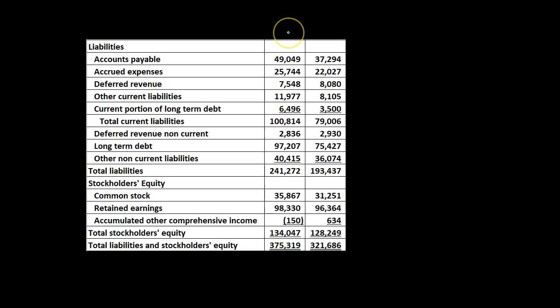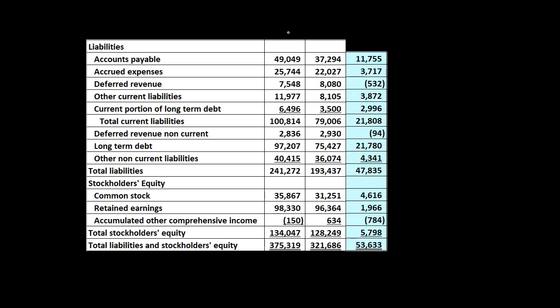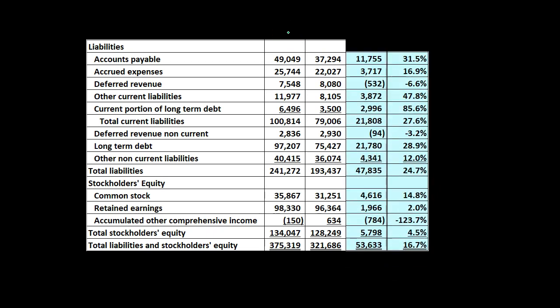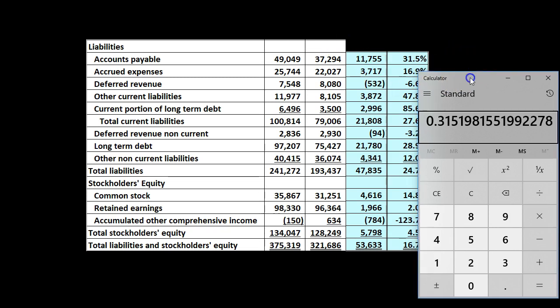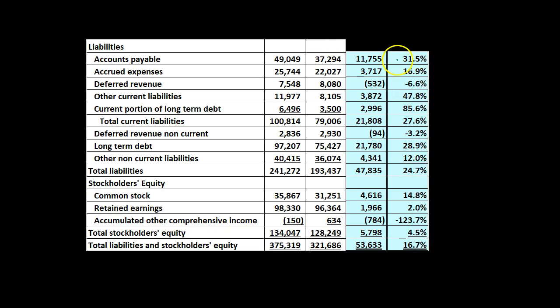Now we're just going to the liability side. Same thing, we'll have the difference in the liabilities. And then we'll take the percentage change. So remember, the percentage change is simply going to be the difference in dollar amount, 11,755, over the prior year, which is the 37,294 in our example, to give the 31.5%. Here's the 31.5%. And again, we can go through each of these and look at the significant changes.